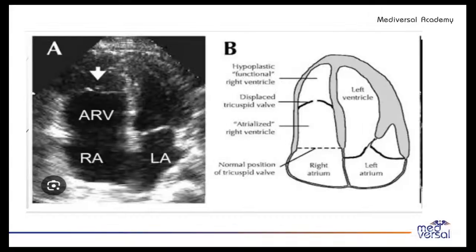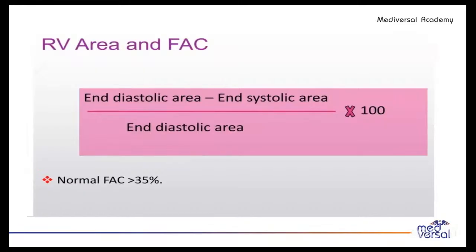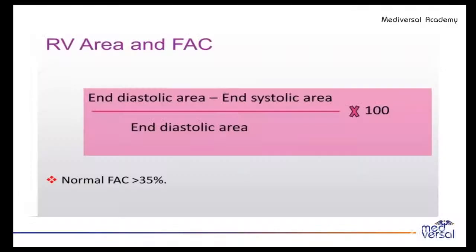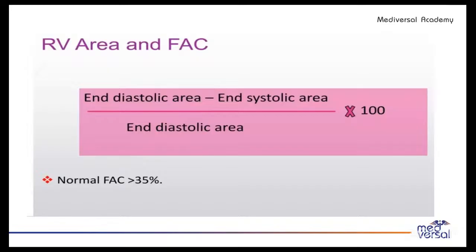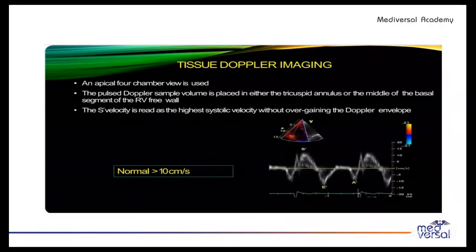See, after seeing structural abnormality, generally we will proceed with functional assessment of the RV. Generally, for RV functional assessment, we can look at fractional area change, or we can measure RV ejection fraction. We will see TAPSE, and we will see tissue Doppler imaging. Functional assessment can be done in three or four different ways.